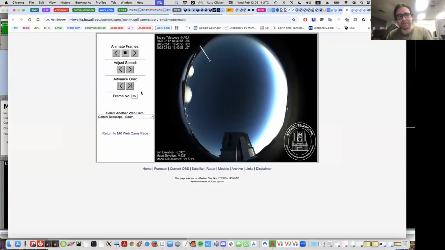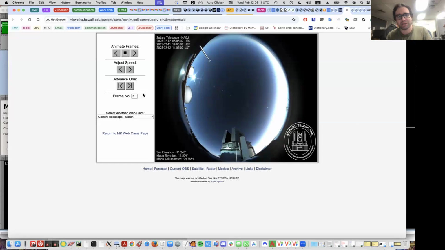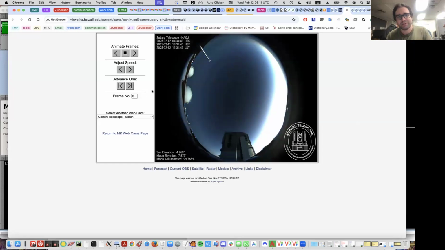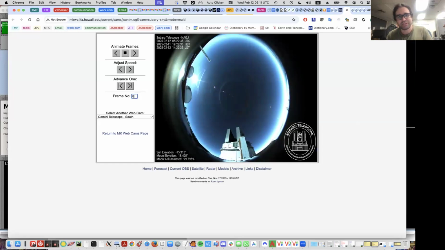See, to make sure the sky is still clear. So it looks like the sky is still pretty clear. There's the moon. So there's the moon rising there.